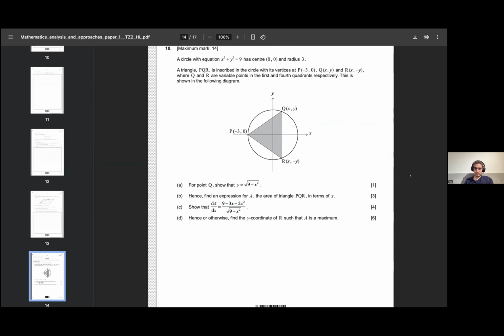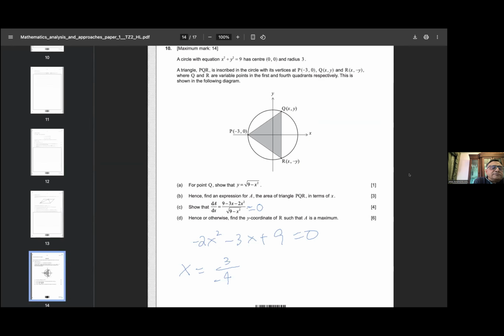Now it says, hence or otherwise, find the y coordinate of R such that A is a maximum. The area will be maximum when dA/dx is 0, so equate the numerator to 0. We have 9 minus 3x minus 2x squared equals 0, which you can write as minus 2x squared minus 3x plus 9 equals 0.